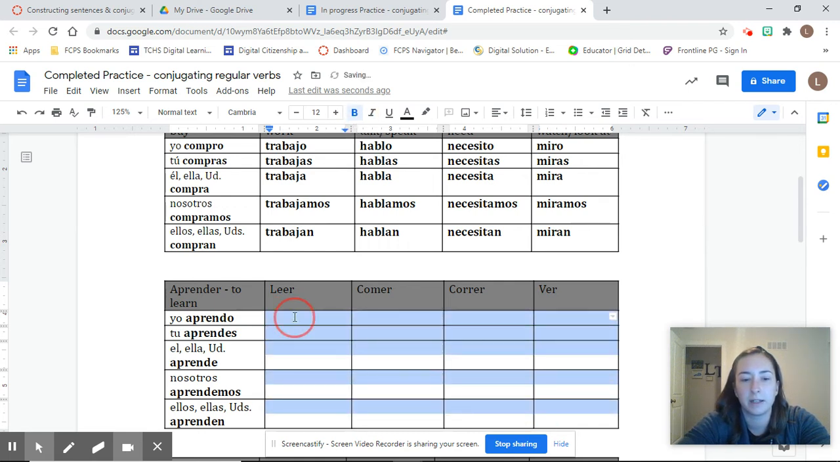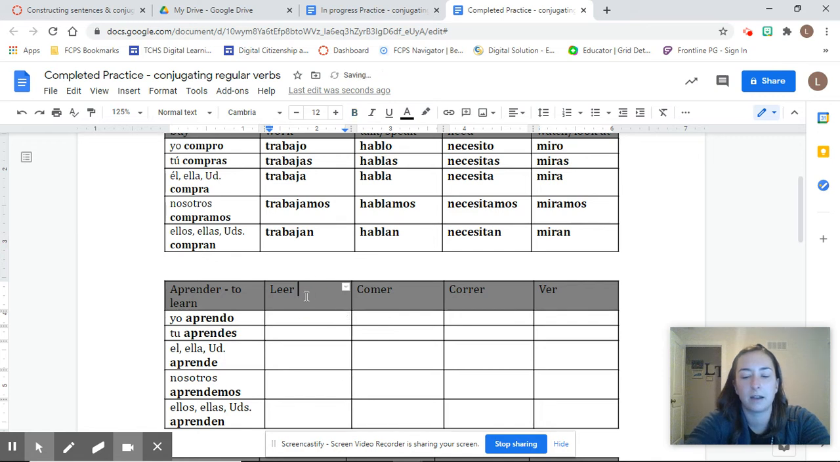I gotta get my formatting right here. All right, leer is to read. So I take the ER off. This one can be a little bit confusing because there are two E's. So take that final ER off and you're left with LE, and then you just add the ending. So you still have one E left in this word.